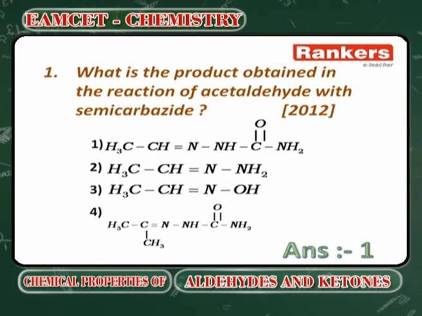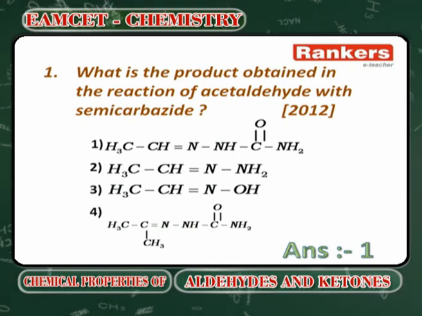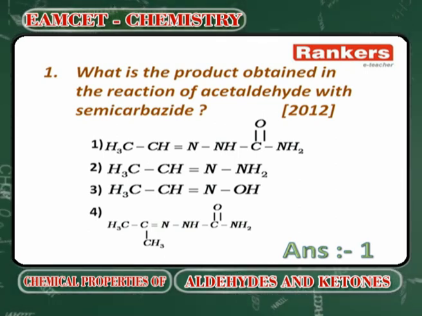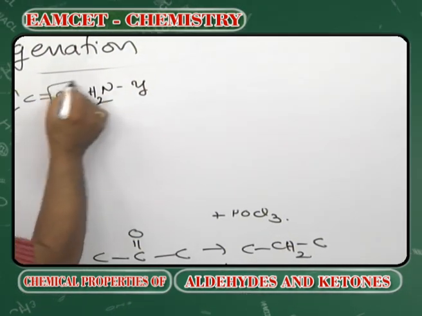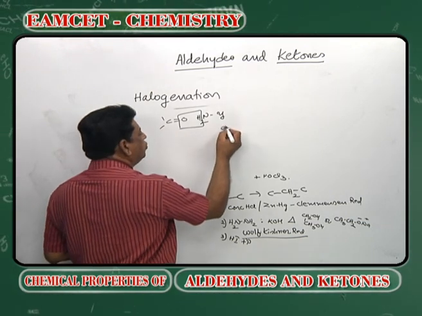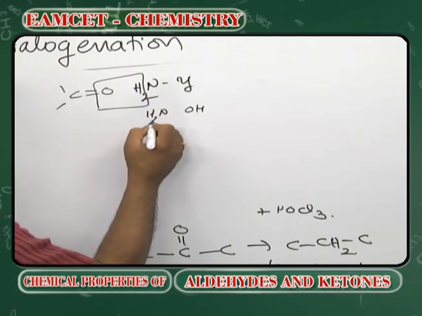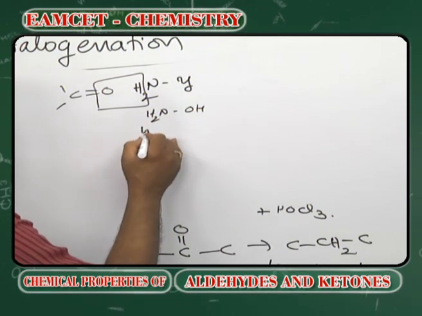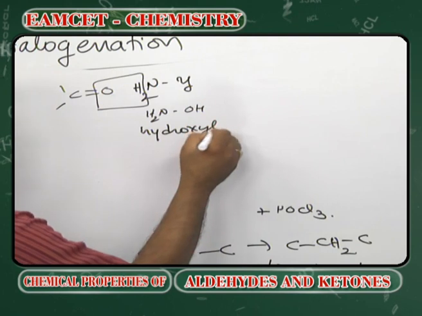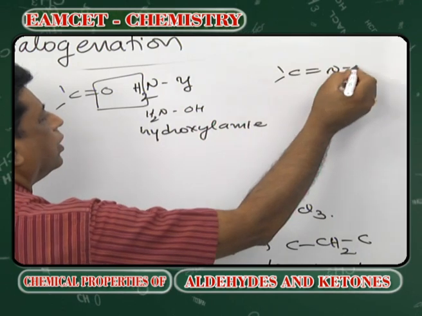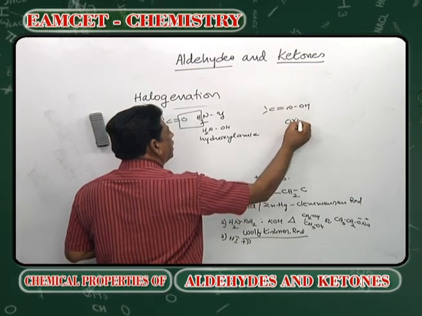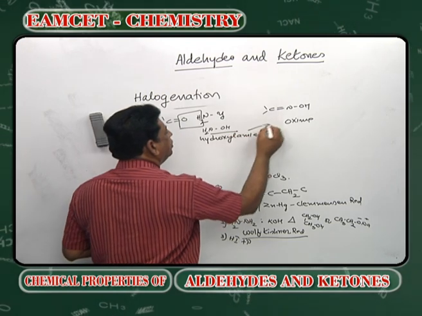What is the product obtained in the reaction of acetaldehyde with semicarbazide? As we have seen in the last class, we have the Y-substituted ammonias, NH2 with Y. All these compounds undergo condensation with the carbonyl compound. If Y is OH, the reagent is known as hydroxylamine. And the answer is called oxime. In the case of NH2OH, you will get the oxime.